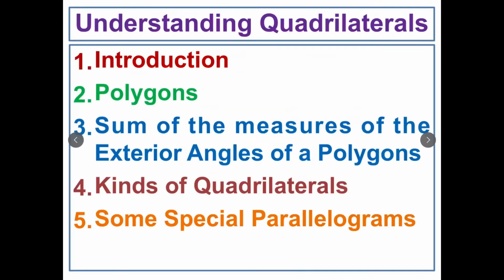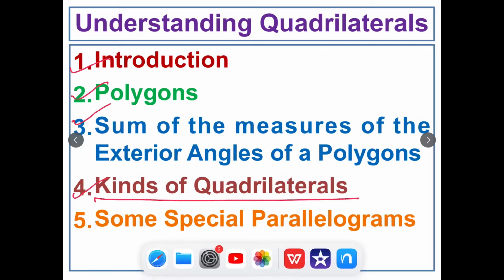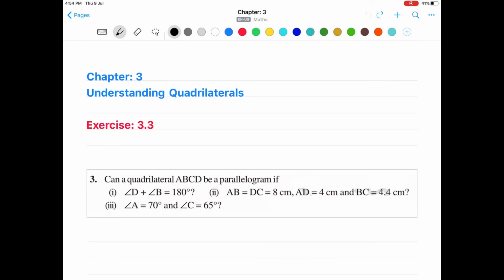So let's start. The chapter that we are studying is understanding quadrilaterals. We have already discussed the first 3 subtopics in the previous session. We are here discussing the kinds of quadrilateral and the questions based on their properties. We have already done the first 2 questions of exercise 3.3, so now we're going to start with question number 3 of exercise 3.3.